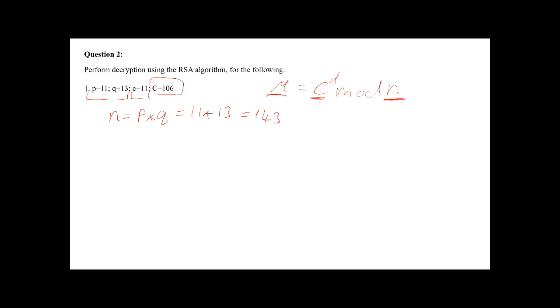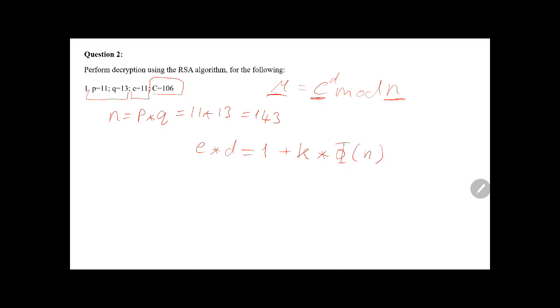Let's start by showing you an equation that we will need to use in order to get our values here. The equation is as follows: E multiplied by D, which is the public key multiplied by the private key, equals 1 plus K, which is just a variable within the equation, multiplied by something called the Euler quotient.